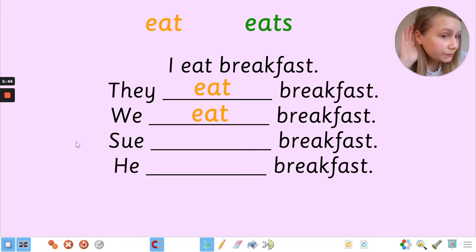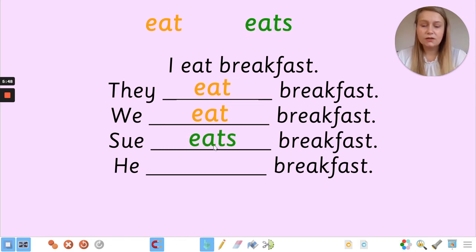Sue eats breakfast. Fantastic. And the last sentence, he eats breakfast. Well done. So if we are using somebody's name or we are using the word he or she, this is when we will normally need to have our verb with the ending s, or in some cases es. Great job, guys. Okay, so that is the simple present tense.